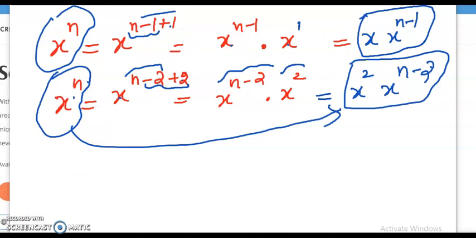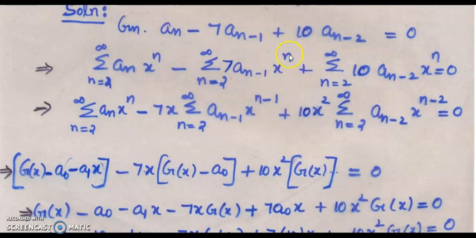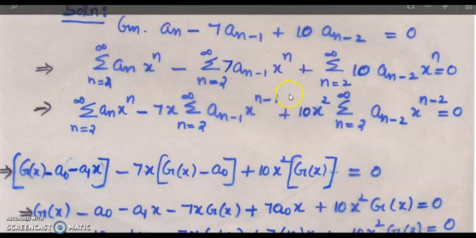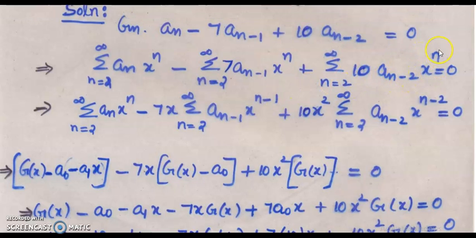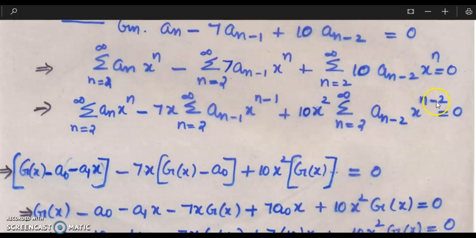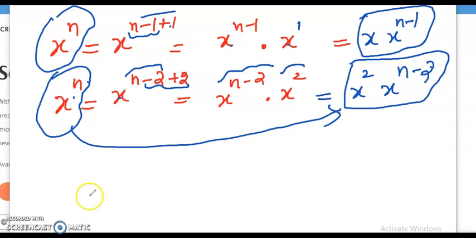So here, instead of x power n, we write x into x raised to n minus 1. The 7 and x are taken outside. In the next term, since you have n minus 2, x power n can be written as x square into x power n minus 2, so that x square is taken outside. That's what we have applied to the equation there, instead of x power n.